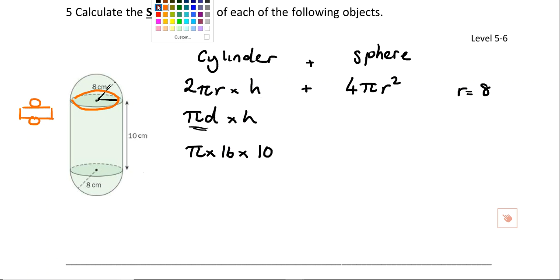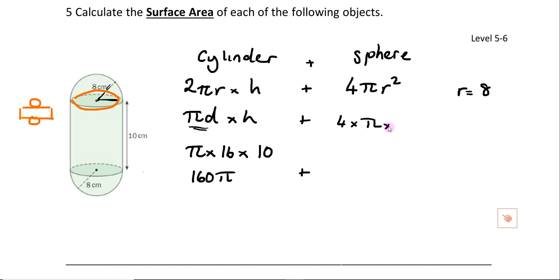Make sense? So we work that out as, I'm going to write 160 pi just for now, and I'm going to plus 4 pi r squared, so that's 4 times pi times r squared.